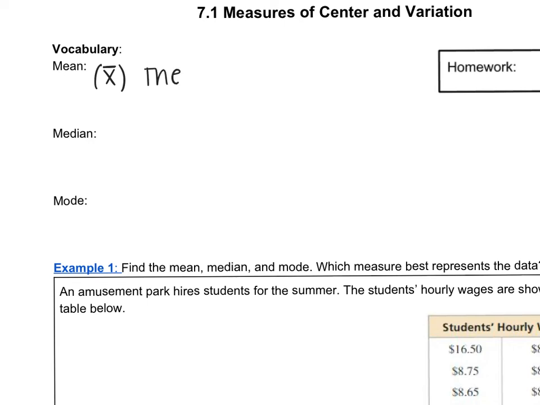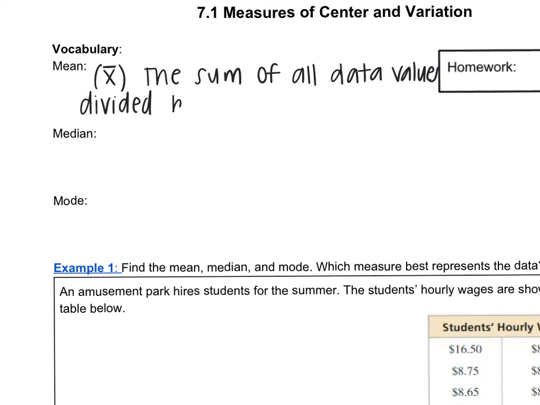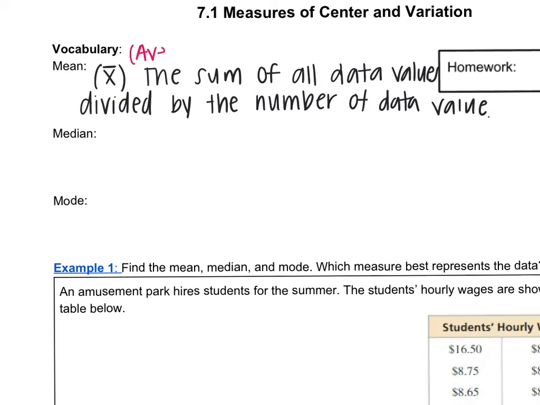It's the sum of all data values divided by the number of data values. Again, mean is hopefully something you've heard in the past. We actually have another word for mean, which you might have heard more often. The mean is the average. So when we're talking about the mean of the data set, we're talking about the average, and that can be a really, really useful piece of information.